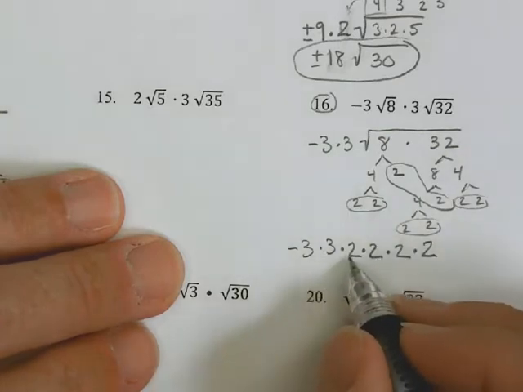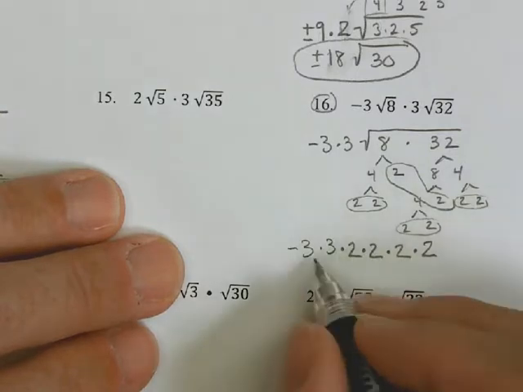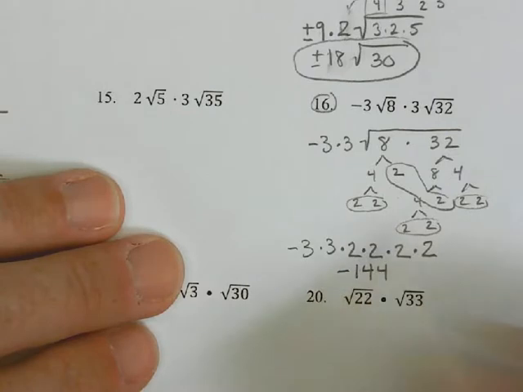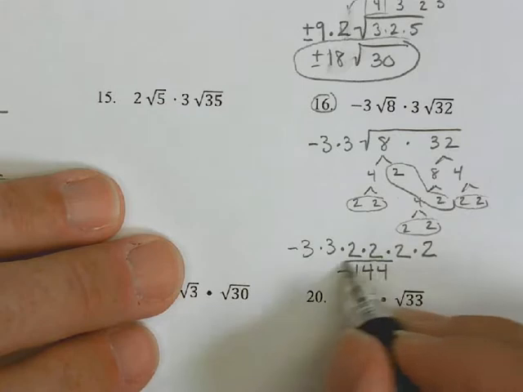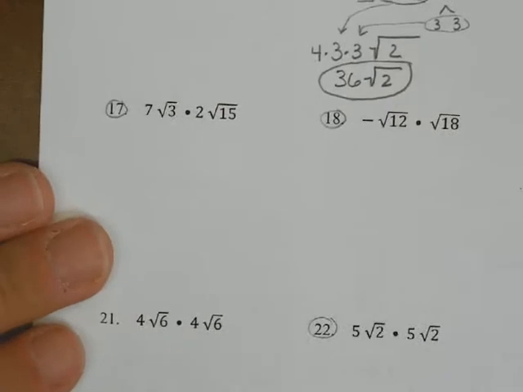So now I'm going to multiply 3 times 3 times 2 times 2 times 2 times 2 all the way across. And when I do that, I end up with negative 144. Alright? Loads of fun there. So that's why I end up with a solution set for that one. Hopefully I did that one right. A little funky, but there you go.